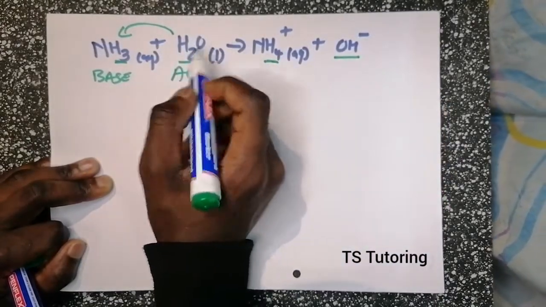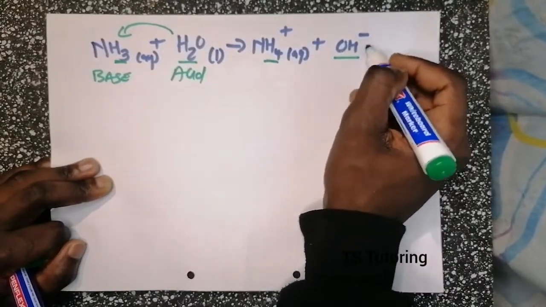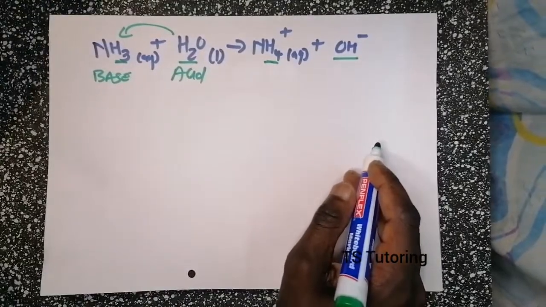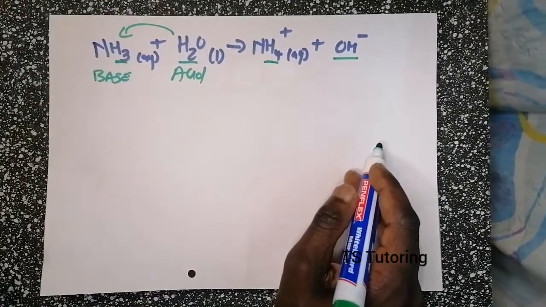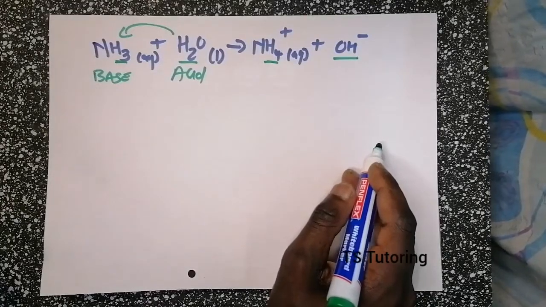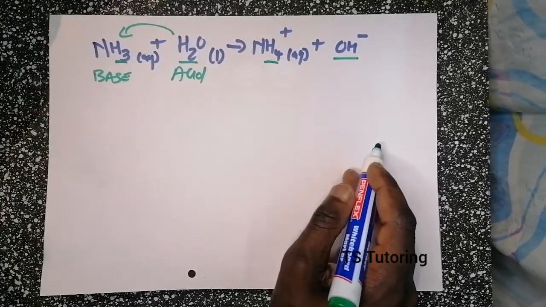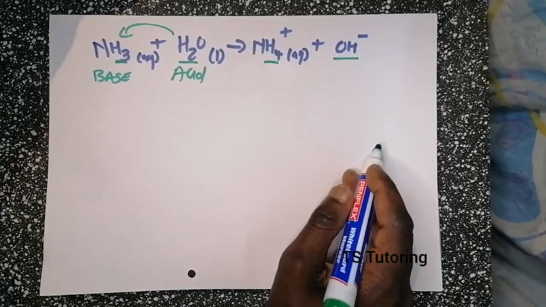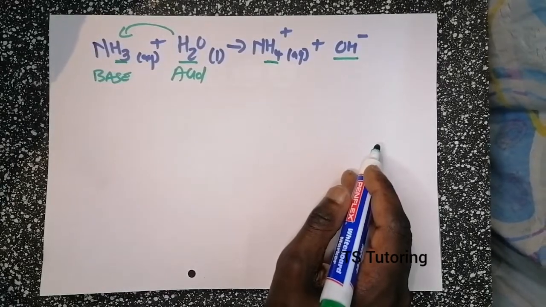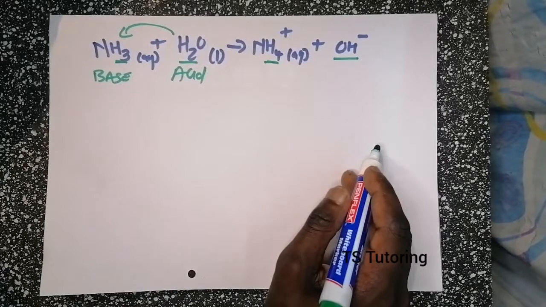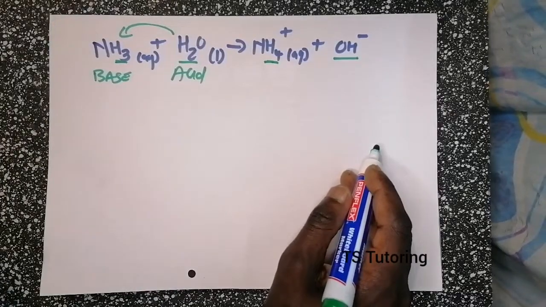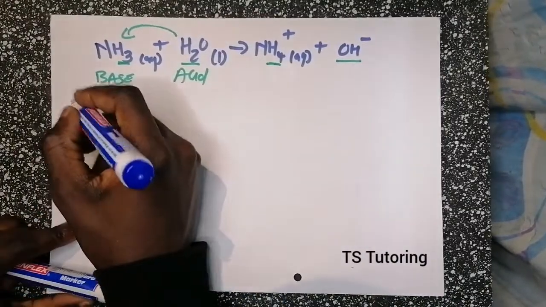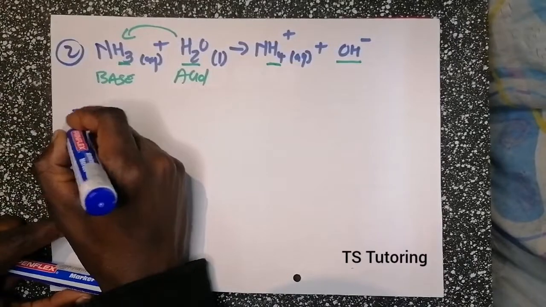You look at which one gained the proton and which one lost the proton. We know OH, when it combines with the H, forms water. You understand? So we definitely identified our acid and our base. Let's look at the last example so that we can continue and see if we can identify which one is an acid and which one is a base. So this is number 2. Let's look at number 3.